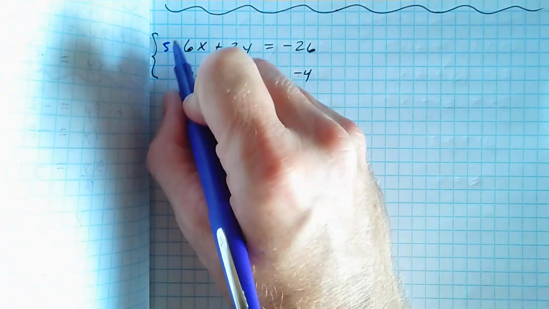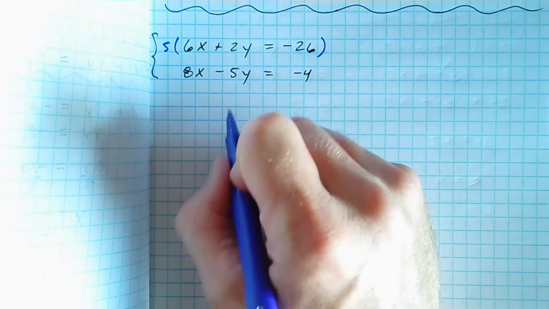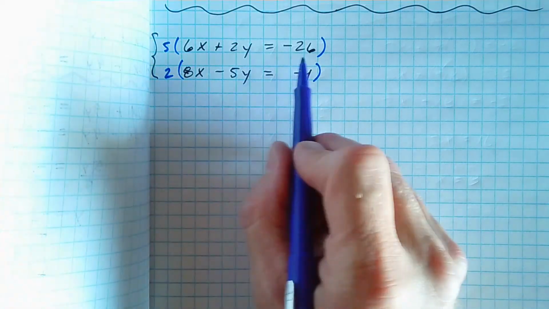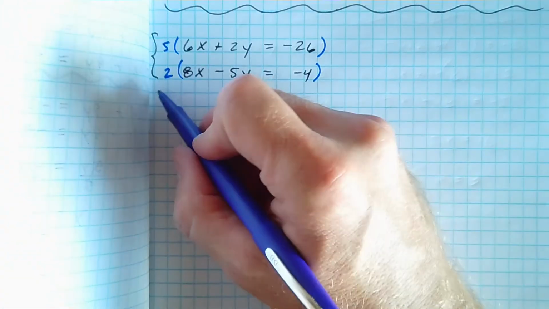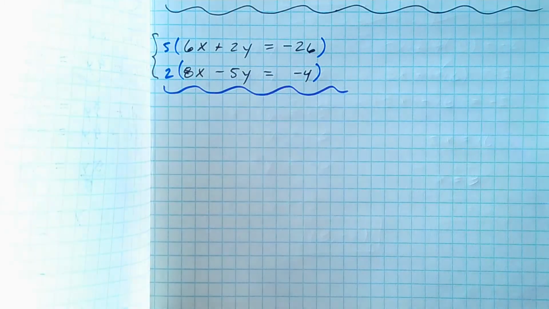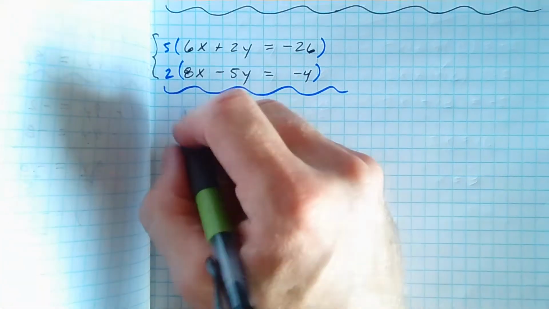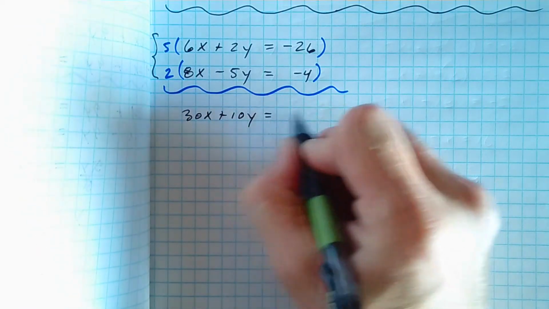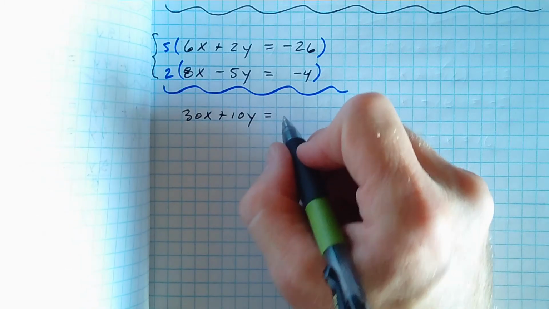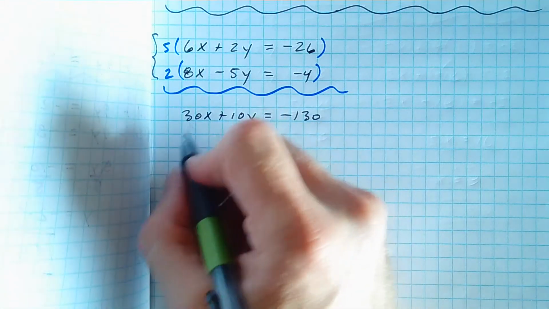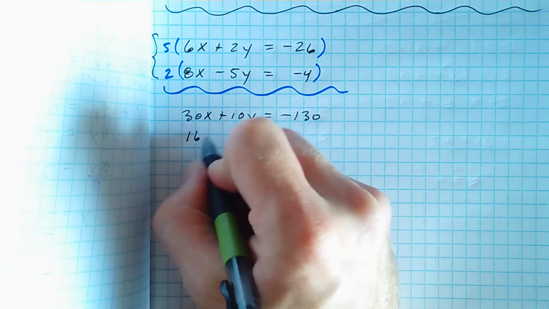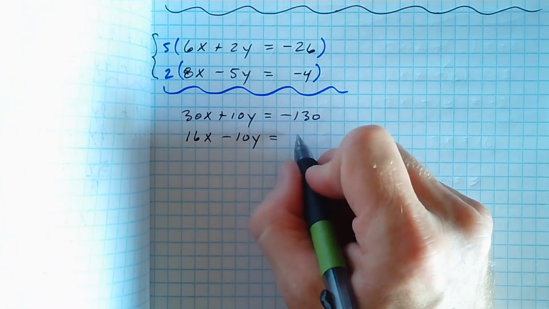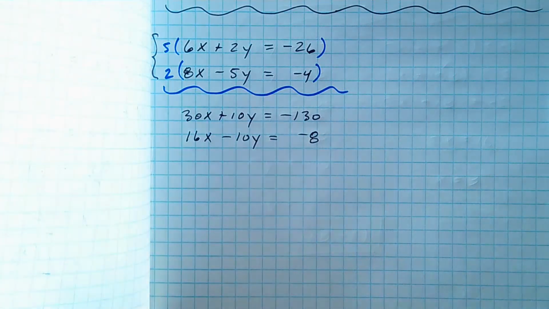All right, so the least common multiple of 2 and 5 is 10. So I want to make a positive 10 here, and I want to make a negative 10 here. So I'm just going to multiply the top equation by 5, the bottom equation by 2, and that's going to get me where I need to go. So 5 times 6, I get 30x plus 10y equals negative 130. And now on the bottom, I'm going to have 16x minus 10y equals negative 8.